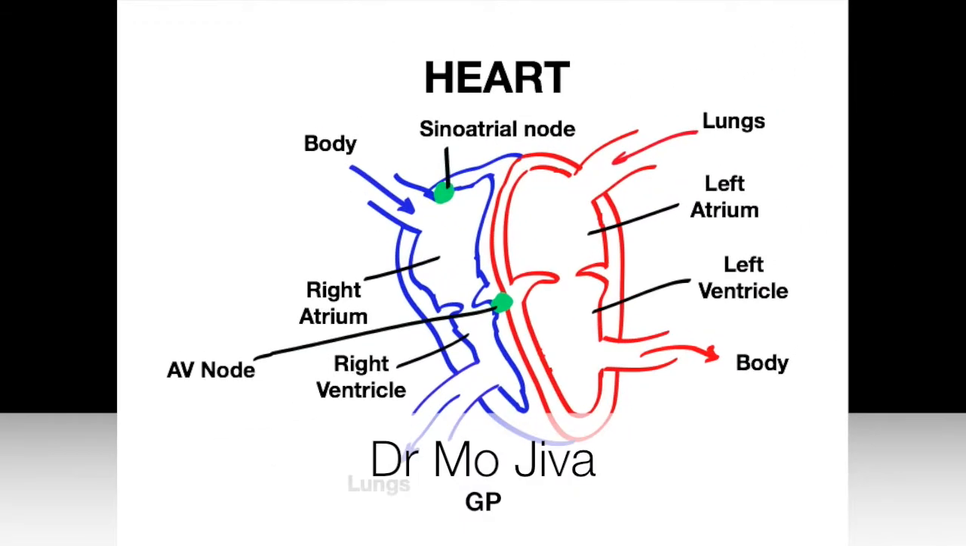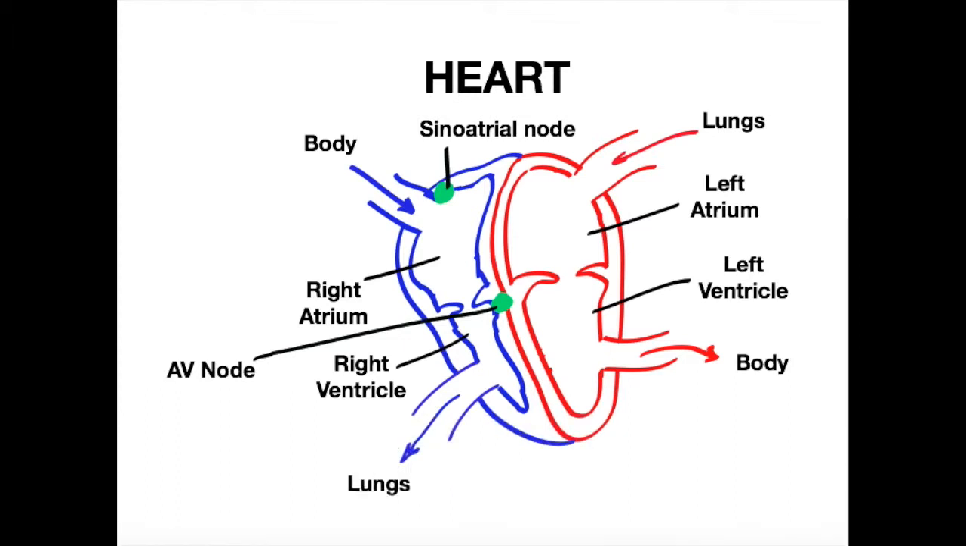Before we look at atrial fibrillation, let's have a look at the basic structure of the heart and how it functions. Here we have a diagram of the heart. As you can see, the heart is split into two sides. We have the right side of the heart and the left side of the heart.